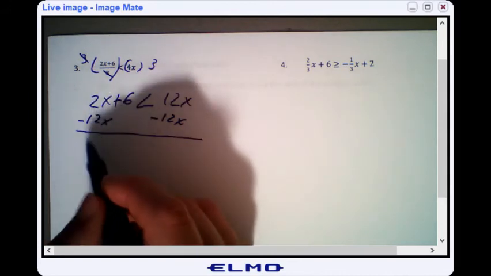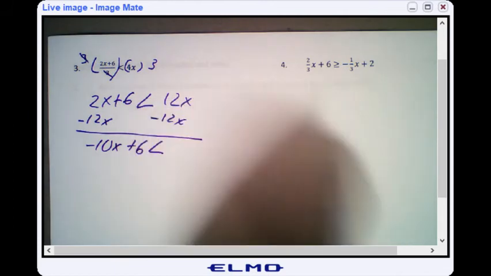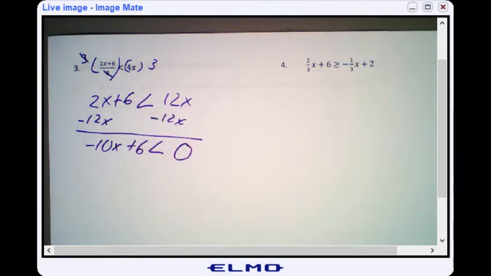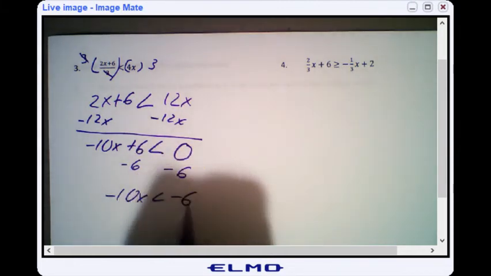2x minus 12x is negative 10x. I bring down the plus 6 is less than. We know 12x minus 12x is 0, so I'm going to write that in there for a second. Now if variables are on the left, numbers are going to be on the right. I'm going to subtract 6 from both sides. I'm going to get negative 10x is less than negative 6.